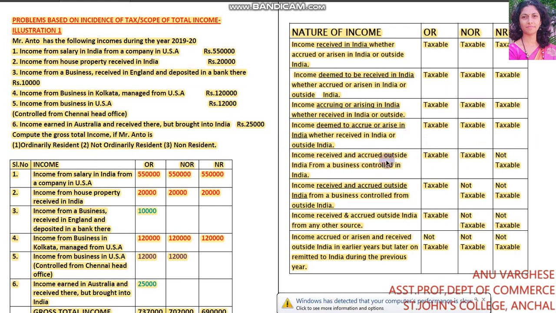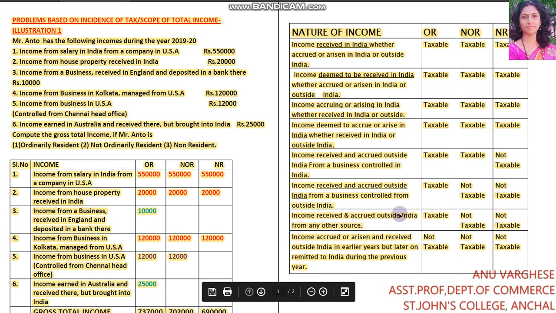Income received and accrued outside India from a business controlled in India is taxable for ordinarily resident and not ordinarily resident only. For non-resident it is not taxable. Income received and accruing outside India from a business controlled outside India is taxable only for ordinarily resident. Income received and accrued outside India from any other source is taxable only for ordinarily resident. Income accrued or arisen and received outside India in earlier years but later remitted to India during the previous year is not taxable for all the three categories. Okay, so these are the rules.